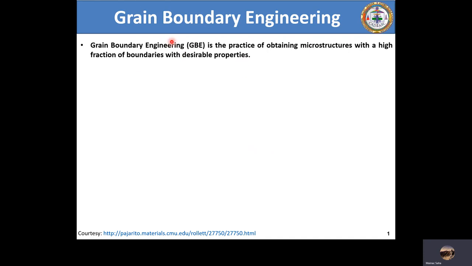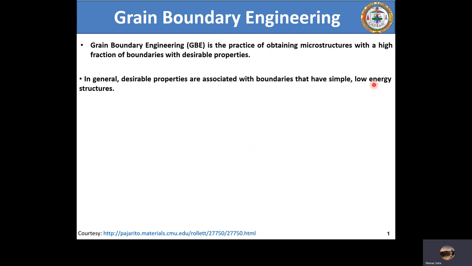Now, when I use this term, a high fraction of boundaries with desirable properties in a microstructure, what do I mean by boundaries with desirable properties? In general, these properties are associated with boundaries which have simple low energy structures. We talk of this in case of high angle boundaries, because generally a microstructure will have a much higher fraction of high angle boundaries than low angle boundaries. So in the high angle regime, the points of local minima are boundaries having low energy.